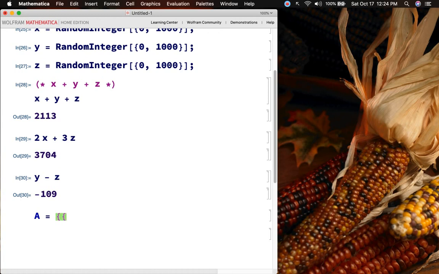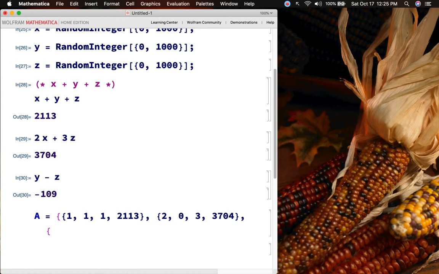Okay, let's get started. Look at the first equation. What are the coefficients of x and y and z? Well, I have one x, one y, one z, and the sum is 2,113. What about the next row? The coefficient of x is 2, there's no y, so the coefficient of y is 0, and the coefficient of z is 3. And the sum is 3,704.